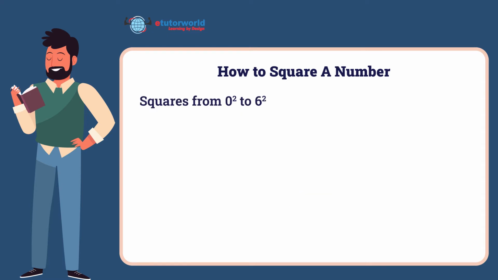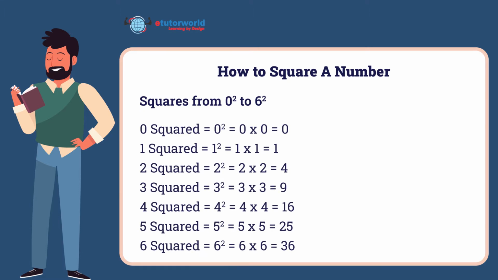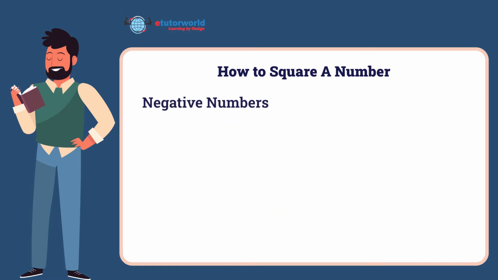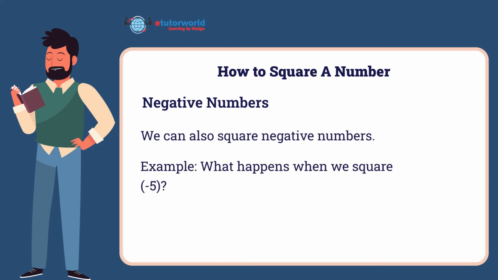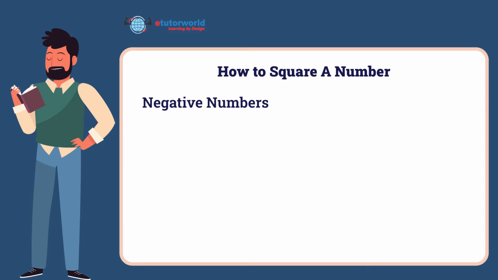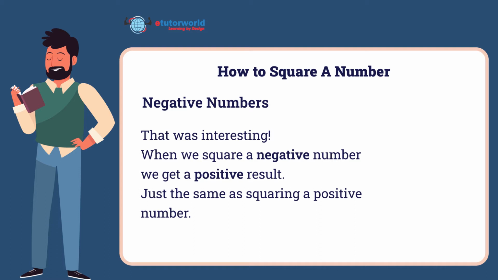Squares from 0 to 6. Negative numbers. We can also square negative numbers. Example, what happens when we square -5? That was interesting. When we square a negative number we get a positive result. Just the same as squaring a positive number.